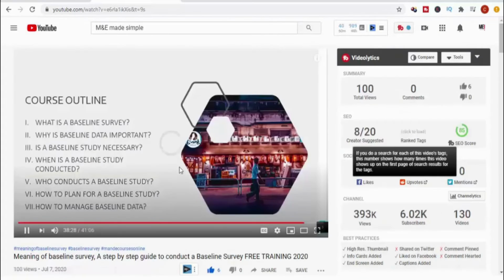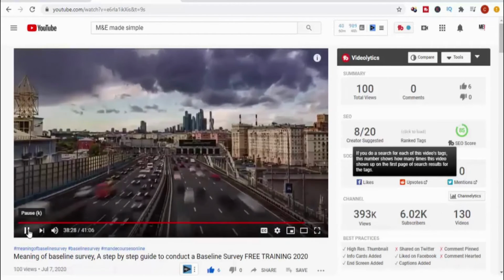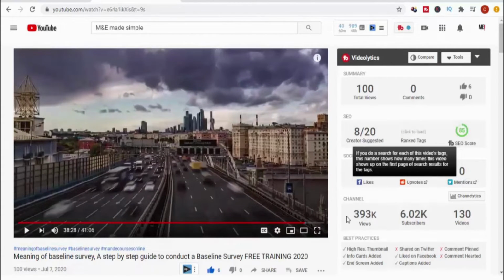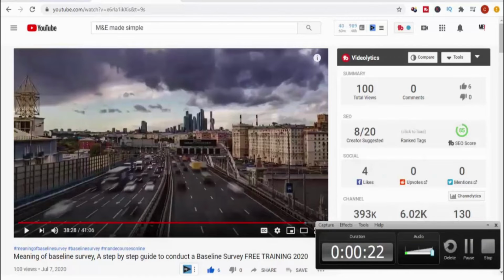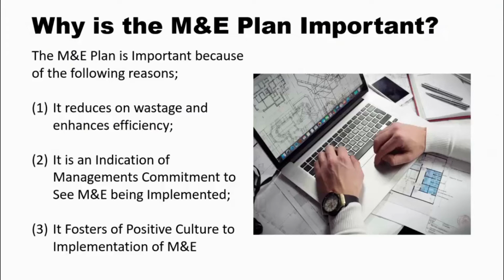Okay, so why is the M&E plan important? There are 5 reasons why M&E plans are important, and I would have done this slide by slide, but there is no need because I'm pretty sure you're going to appreciate it even as I walk you through the 5 reasons. So the first reason is that it reduces wastage and enhances efficiency.